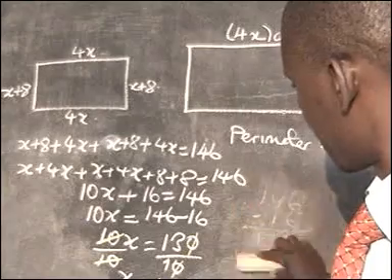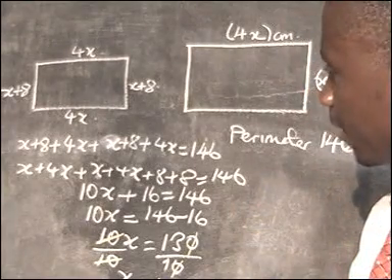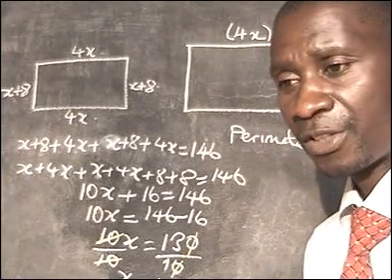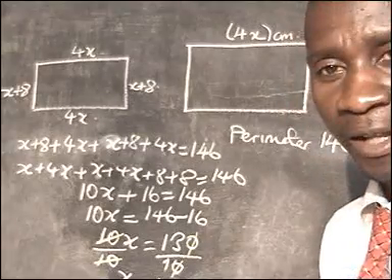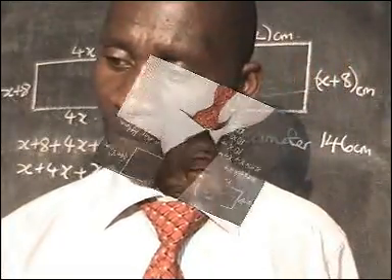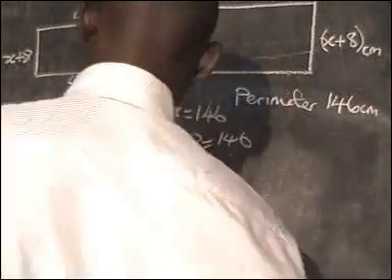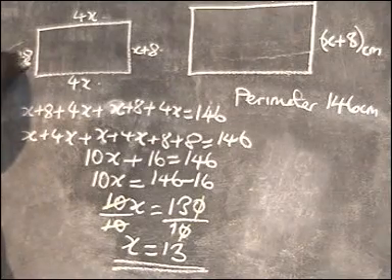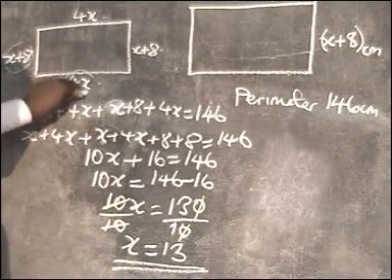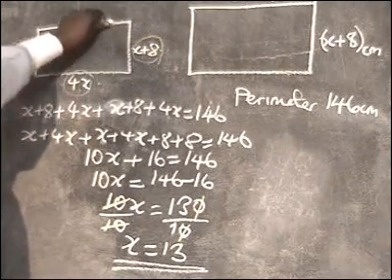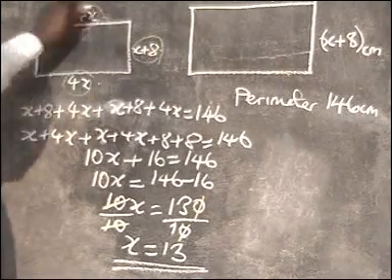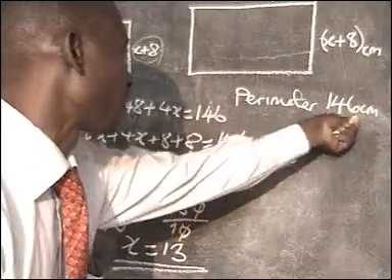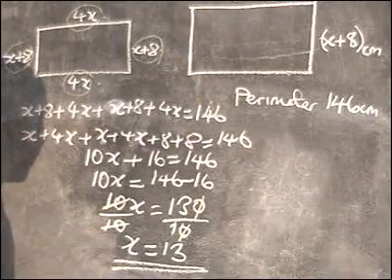If the value of x is 13, finding the length and the breadth cannot be all that difficult. I need to show how I got the value of x to be 13. In the first place, I created the equation by adding what is all around: x plus 8 plus 4x plus x plus 8 plus 4x. This equals 146, because I am told the perimeter of this shape is 146.